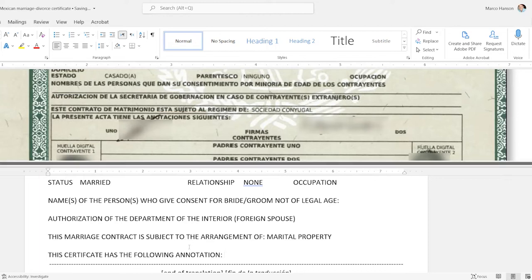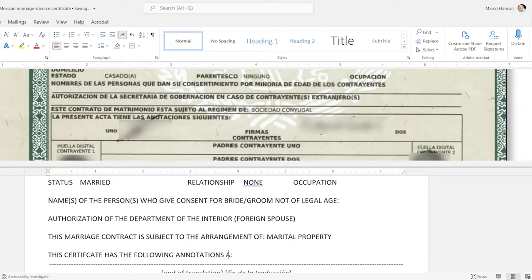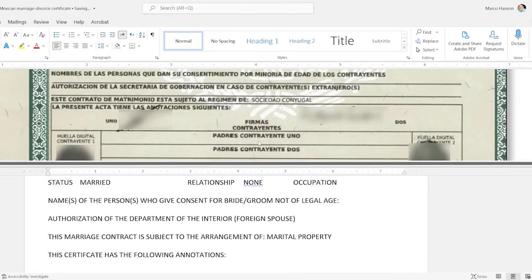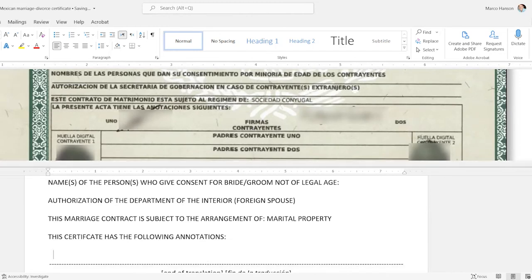This certificate has the following annotations attached. No. Not in this case. So then we come down here to the signatures, and it says uno and dos. I'm going to put first and second.